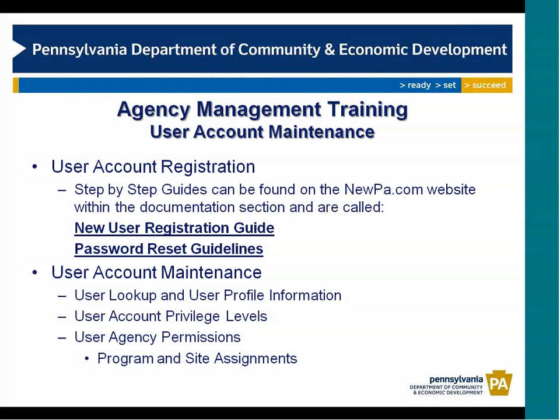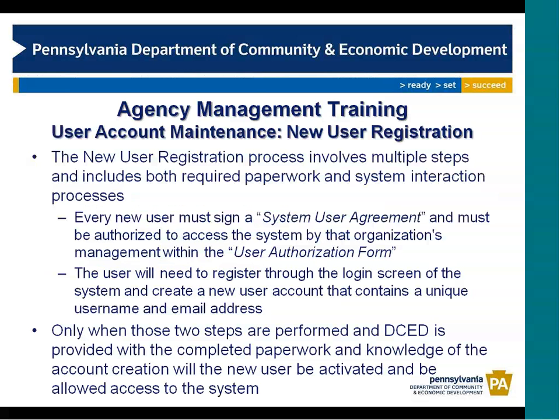After that, we're going to go into the whole user account maintenance, basically show you what features you have: user lookups, profile information, and the flexibility you can set with your privilege levels, which basically control what kind of actions users can do in the system. And then finally, we'll finish up with agency permissions. Every user in the system needs to be assigned specific program site assignments that they are going to administer. We'll go over that whole process and the theory and thought process behind all that.